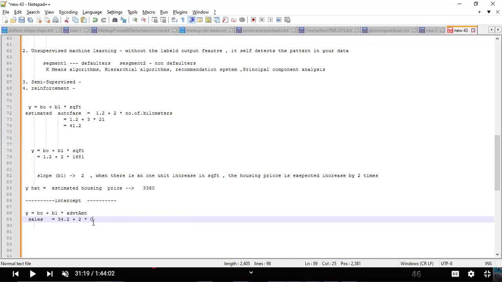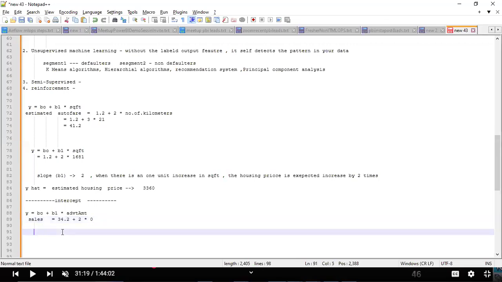Even if I don't give advertisement, still sales is happening. But when I keep investing more money on the advertisement, my sales increase. That doesn't mean if I don't spend any money on the advertisement, I'm going to get zero sales, right? So intercept tells you when your independent variable is 0, what is the expected average Y value? Y is nothing but sales.